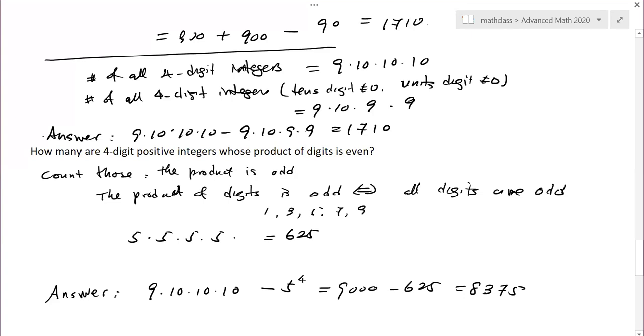Yeah, use a... you count the integers whose product of digits is odd, which will be much easier to do. Then you take the difference. Right? Then you take the difference. Then you solve the problem.